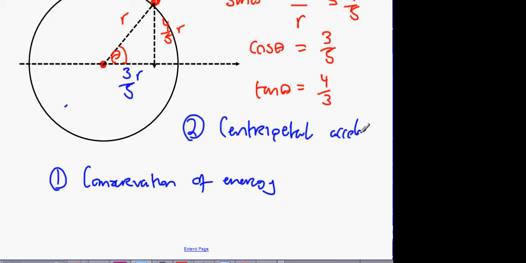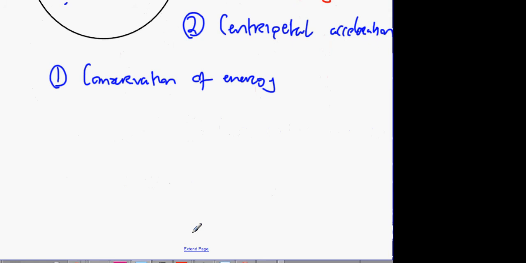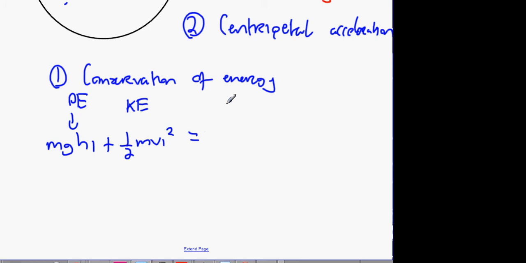Okay? Energy means that energy at start equals energy at end. So total energy at start is mgh1. This is your potential energy at the start, plus your kinetic energy at the start, which we'll call a half mv1 squared, and it has to equal your potential energy at the end, which is mgh2, plus your kinetic energy at the end, which is a half mv2 squared. So here's your formula. Now let's see what we can fill out.